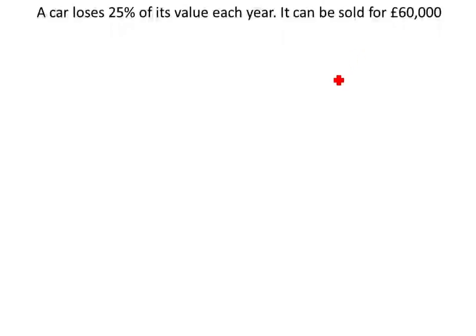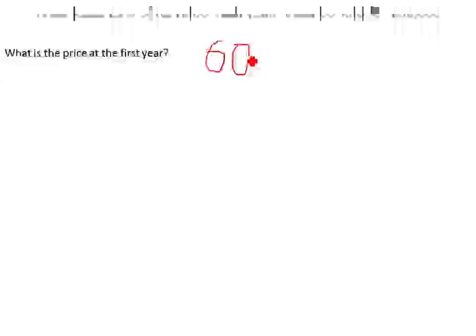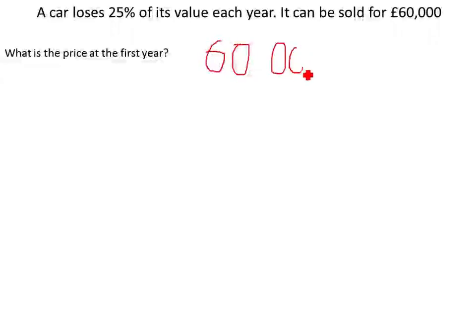So, after the first year, the question asks, how much will it lose? So, we need to take 25% off 60,000.